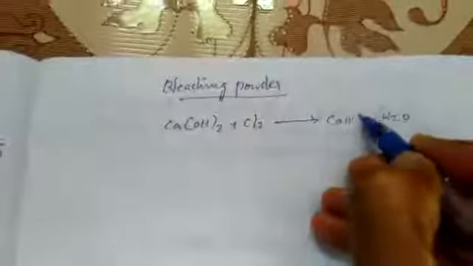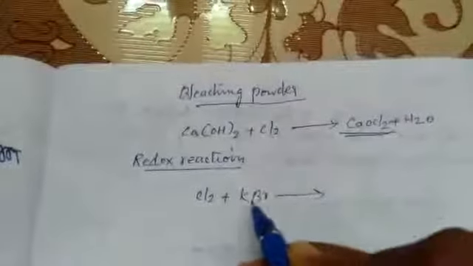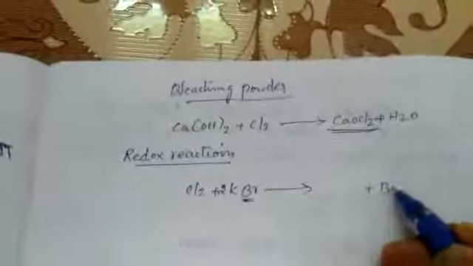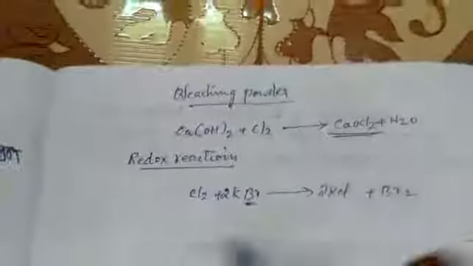Next, preparation of bleaching powder. It is prepared from calcium hydroxide, Ca(OH)2, reacting with chlorine. First one water molecule H2O is released, remaining CaOCl2, which is called bleaching powder. Next reaction, displacement redox reaction. Chlorine reacts with potassium bromide KBr. One Br removal is impossible, so write 2 in front, 2 molecules taken. So Br2 is released, remaining 2 KCl. Similarly chlorine reacts with potassium iodide, so iodine is removed, remaining 2 KCl.